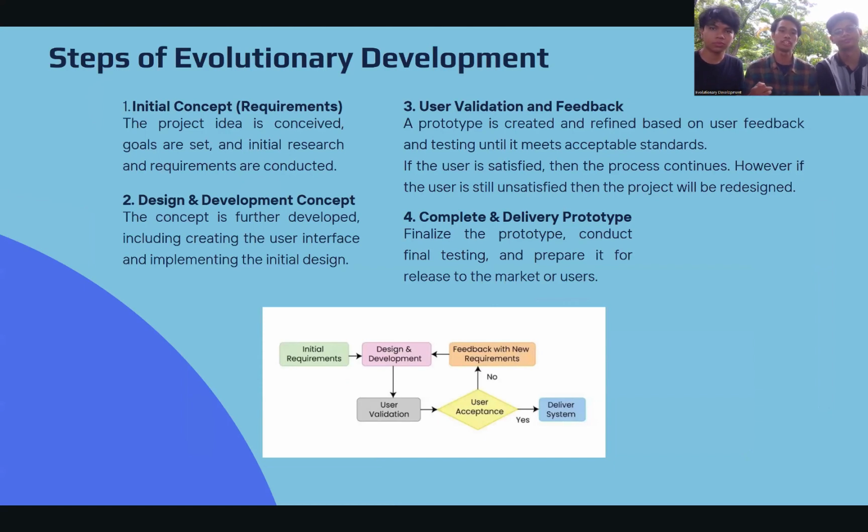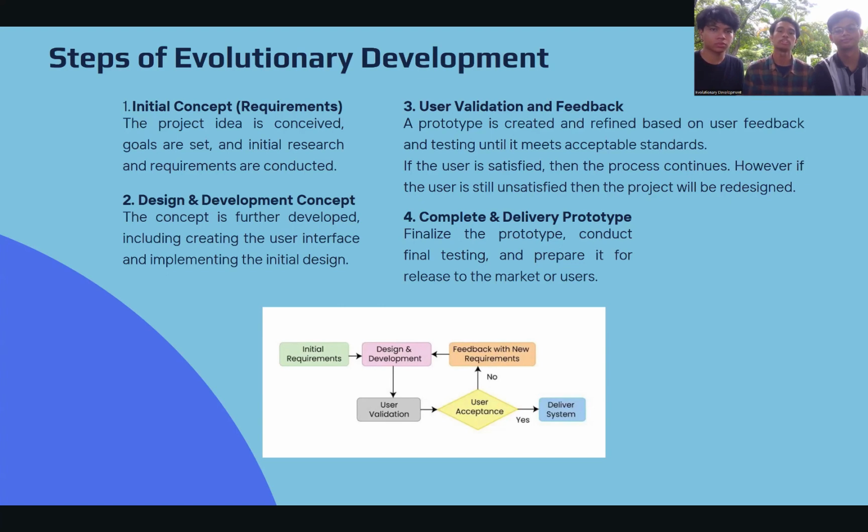The first one is initial concept or initial requirements for the concept. Basically, the project idea is conceived and goals are set, and the initial research and requirements are conducted. The second is designing and developing the concept. Here, the concept is further developed, including creating the user interface or implementing the initial design for the concept.